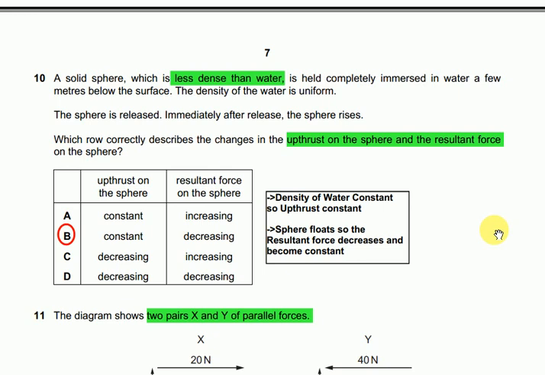Now you have to realize that the density of the water is constant and upthrust depends upon the density. So if the density is constant, the upthrust is constant. So upthrust is constant, it's either A or B. Now the resultant force. The sphere floats ultimately. So the force is being decreased. So the resultant force is decreased. So it's 10B.